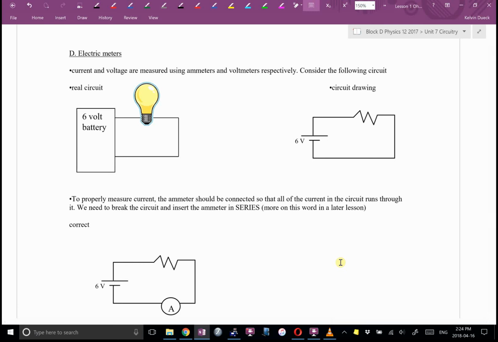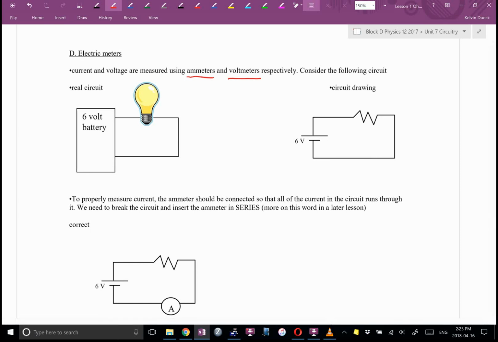Electric meters. Current and voltage, and you will need to know how to read and place an electric meter for this unit. Current and voltage are measured using ammeters. I don't know why it's not amp meters, but the P is not pronounced, not even written. So you measure amps with an ammeter, and you measure volts with a voltmeter. You measure ohms with an ohm meter.